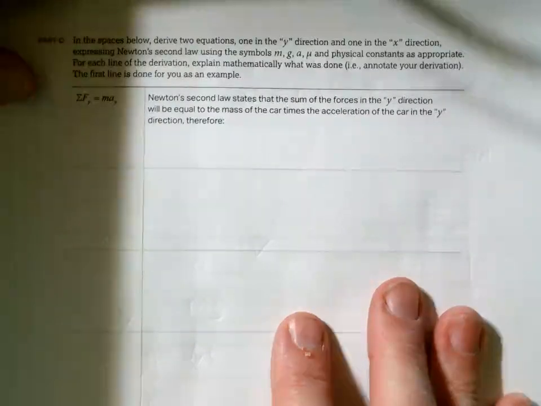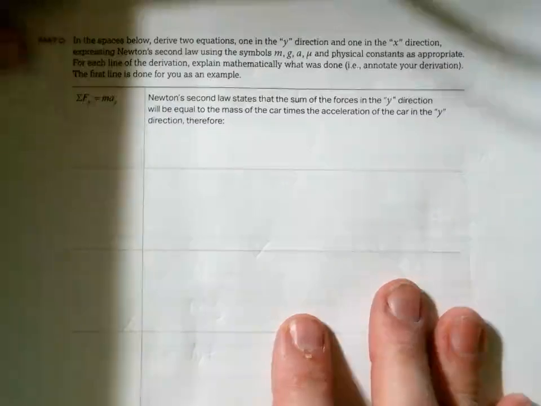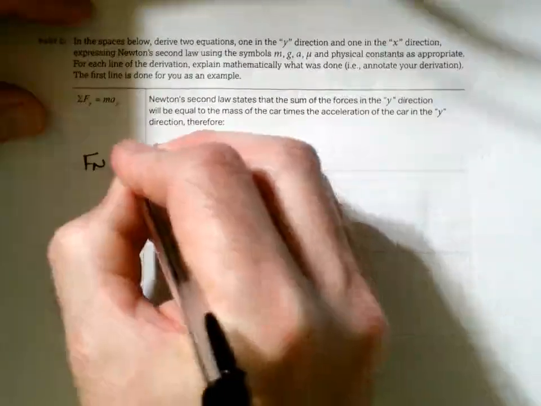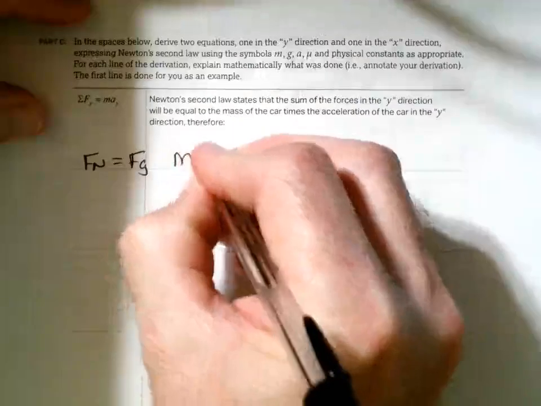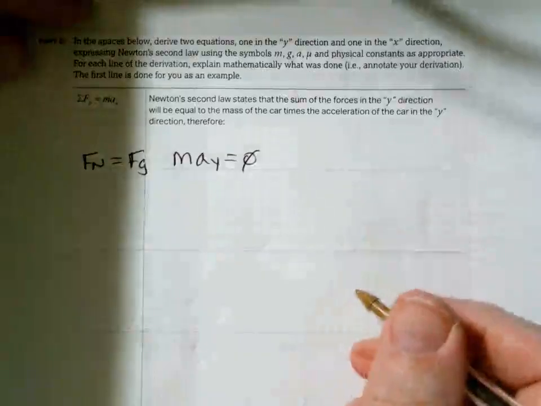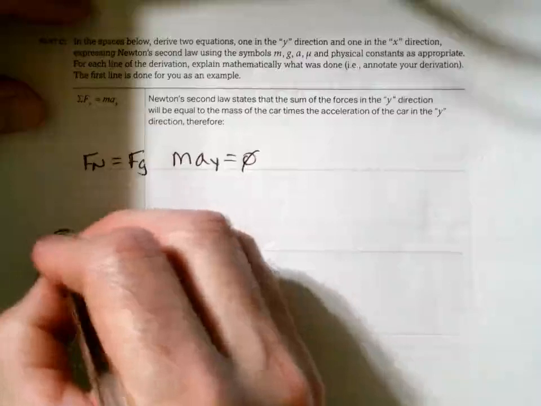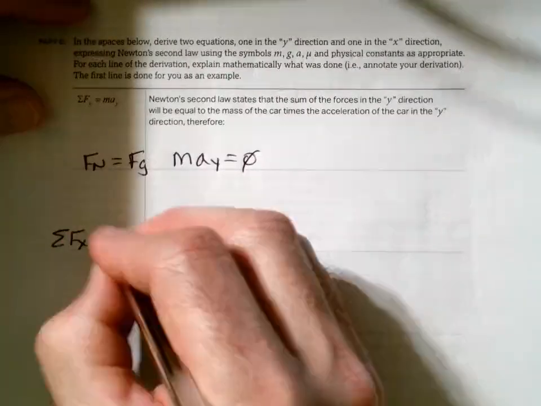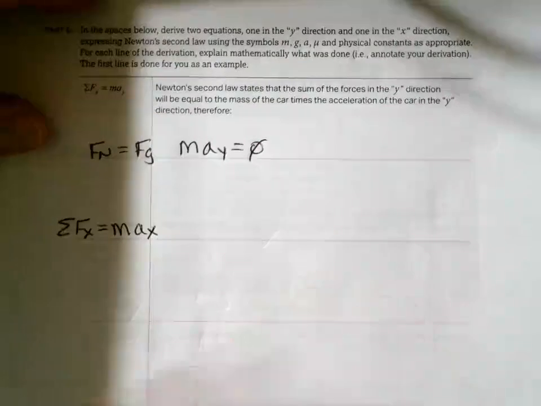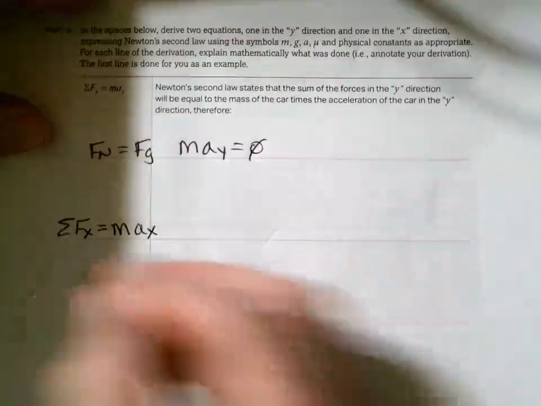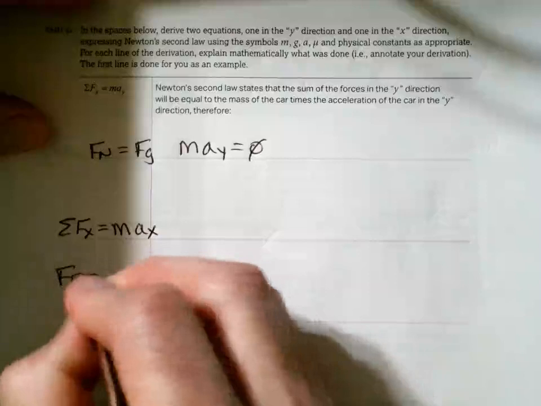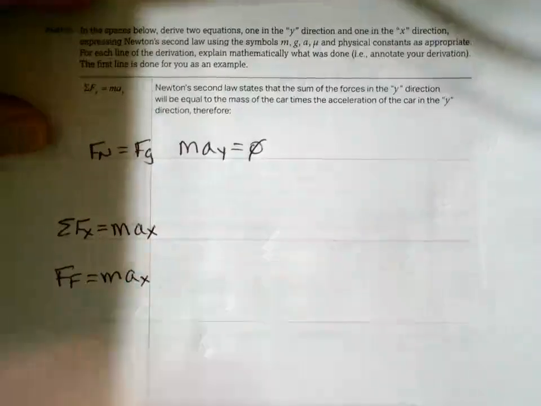Expression of Newton's second law using m, g, a, and mu and physical constants is appropriate for each line. Explain mathematically what was done. The first line is done as an example. So in the y direction, the normal force equals force of gravity because ay is equal to 0. Okay. In the x direction, the net force is equal to m times ax.